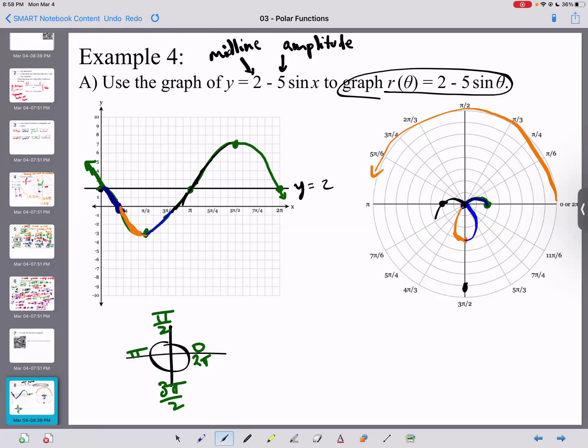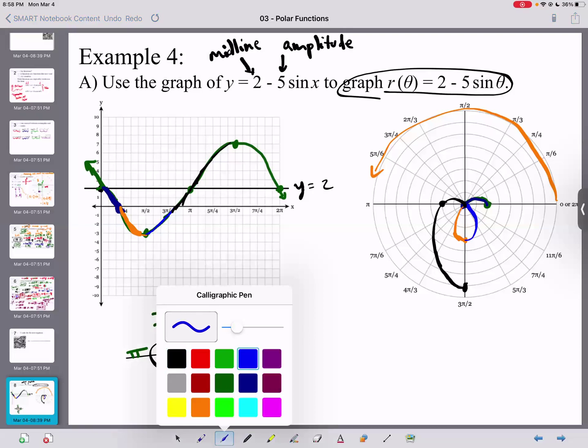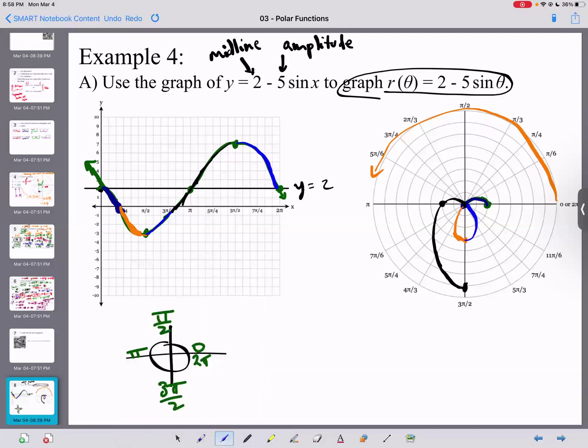And so as I go around the circle, it just keeps increasing, increasing until there. And then it starts to decrease one more time, and it's going to decrease all the way back to that midline value at 2 pi. So it's going to decrease all the way around like that. And that should be my shape. Now that's what we call a limaçon in French.